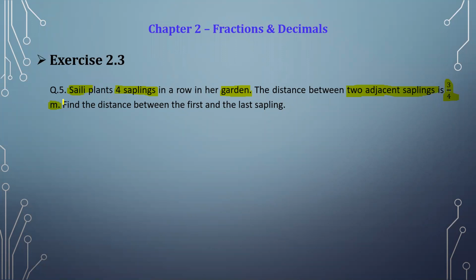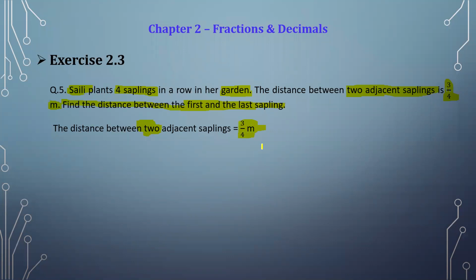And then they have asked us to find the distance between the first and last sapling. That means a total of 4 saplings are planted, and we have to find the distance between the first and last sapling, that means the first and fourth sapling. Now, in the solution, first of all, we should know the distance between two adjacent saplings. So first we have to write down that distance, which is given as 3 upon 4 meter.